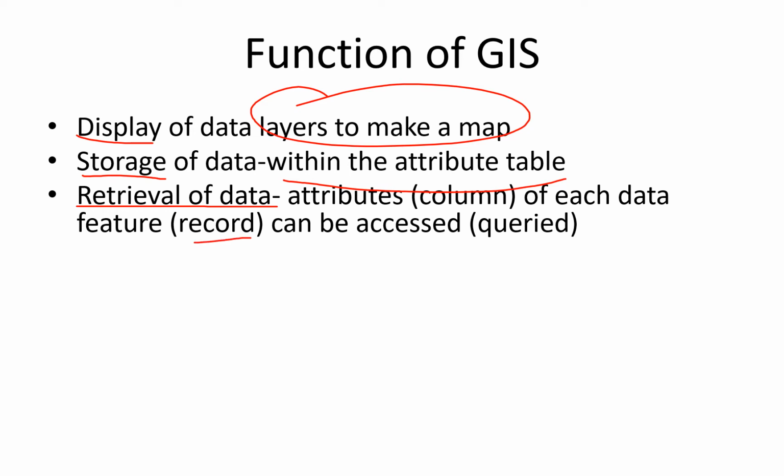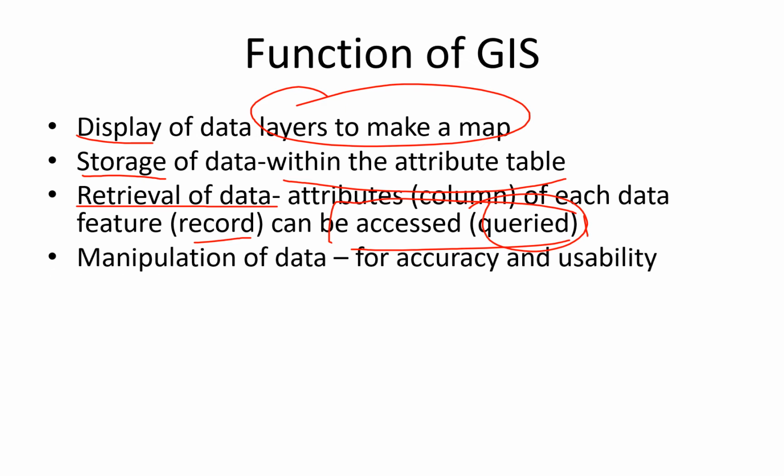And the GIS can be used to access all of this data, and this is what we call querying. So the whole data set, the whole database, can be queried so that we retrieve the appropriate information that we want. The other function is to manipulate data for accuracy and usability. Now, there could be some errors in our data. So how do we correct those errors? It means we need to go into the database and make some corrections in the tables. And we could do this when we have a GIS system in our machines.